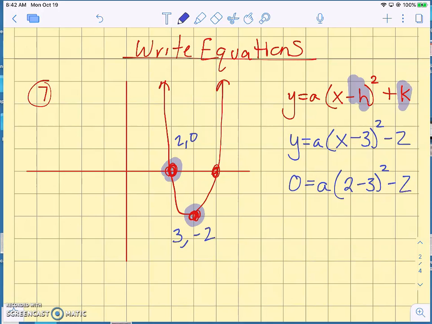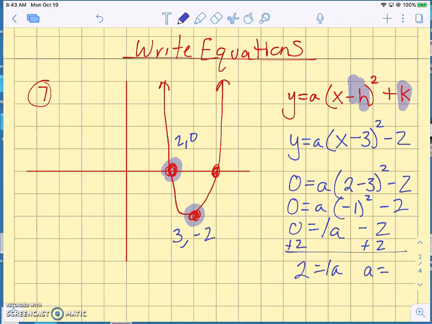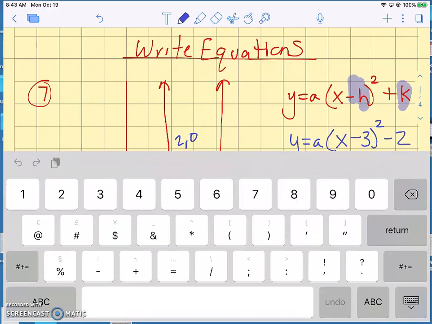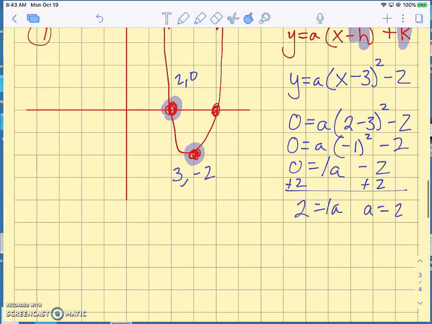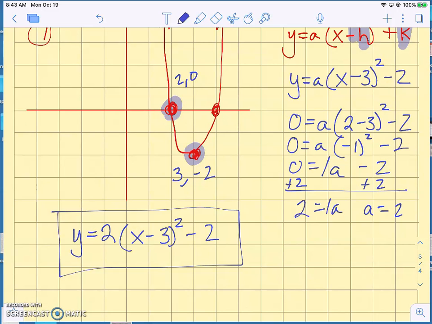And then we have to solve. So remembering to use order of operations. So 2 minus 3, so this is -1 squared minus 2. So 0 equals -1 squared is 1a minus 2. Add 2. So 2 equals 1a. So a equals 2. So our final equation there is y equals 2(x minus 3) squared minus 2. And that would be our final equation.